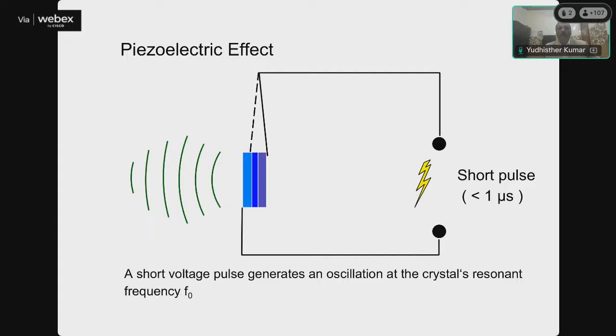In the piezoelectric effect, usually in ultrasonic testing, a short duration, high voltage pulse, less than 1 microsecond in duration, is given to a crystal, whether it is PZT or quartz or any piezoelectric material. It generates oscillation at the crystal's resonant frequency. Short duration, high voltage pulse is given to the piezoelectric crystal, which generates high frequency at the resonance of the crystal. This shows the principle of how ultrasound is generated through a PZT transducer.